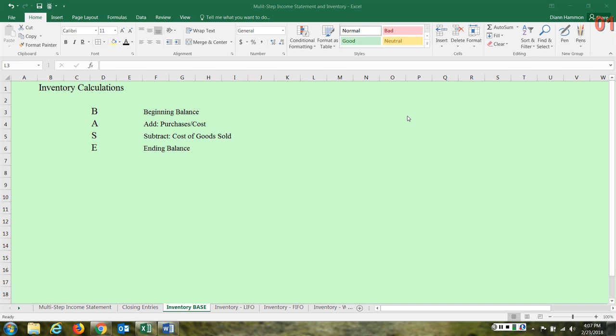And after you do that, you're left with what's called the ending balance, which is your new ending balance for this period. So base, beginning balance, add purchases, subtract cost of the goods sold, and this will get you to your ending balance. Now let's have a look at FIFO.